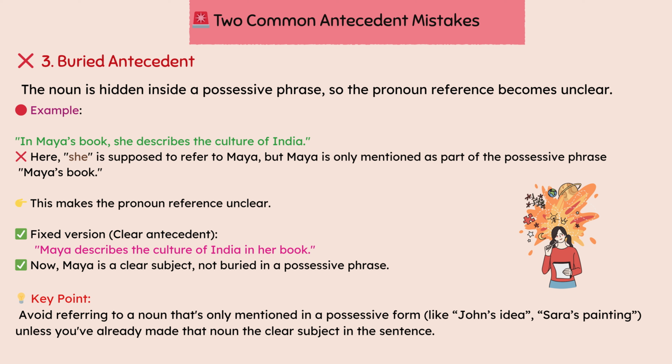Take this sentence. In Maya's book, she describes the culture of India. Wait, who is she? It's meant to be Maya. But Maya is only mentioned in a possessive form, not as the subject. So the sentence sounds unclear. Here's the fixed version. Maya describes the culture of India in her book. Much better. Now Maya is the subject, and her clearly refers back to her. Key tip: don't use a pronoun to refer to a noun buried inside a possessive phrase. Always make sure the noun is clearly stated before the pronoun.